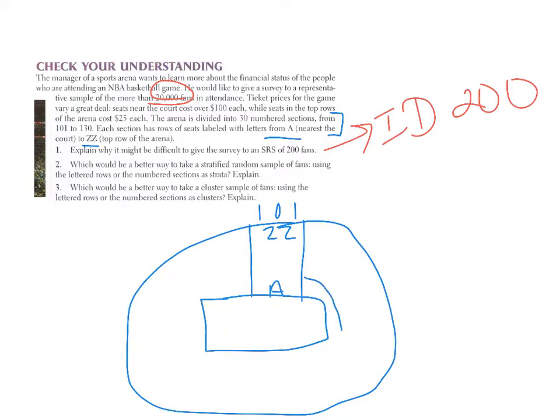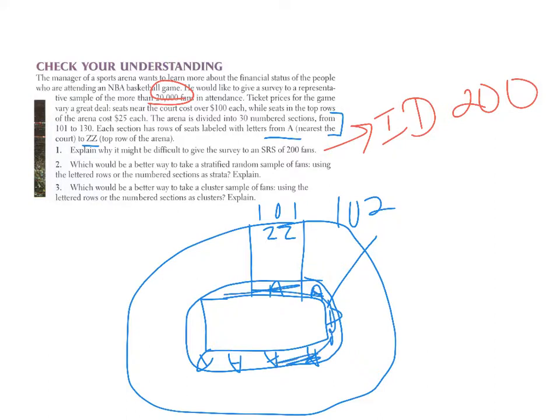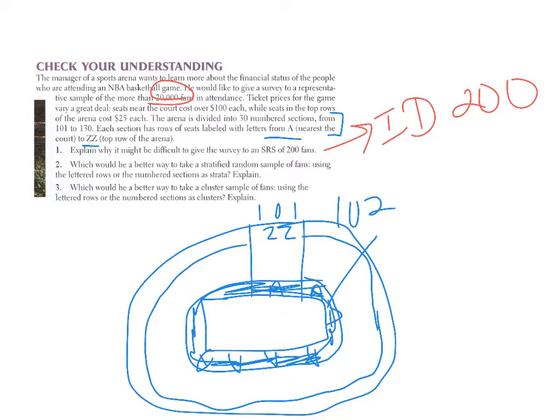And that continues all the way around. This is still A. Sorry for those of you that were totally able to visualize the arena. So you get it. That's A all the way around. Like here's section 102. So it would make more sense for this right here to be a stratum. These are all people that have something in common: how much they paid for their seat, how much they're willing to pay for their seat, how much they can afford to pay for their seat. And then each of the lettered rows would be a stratum.